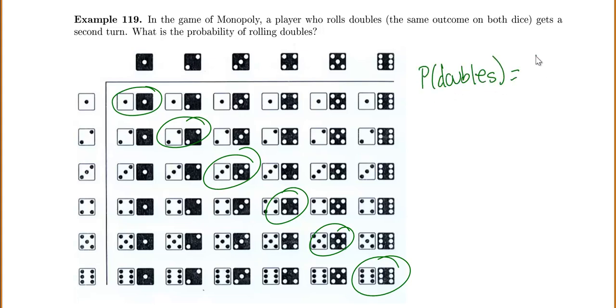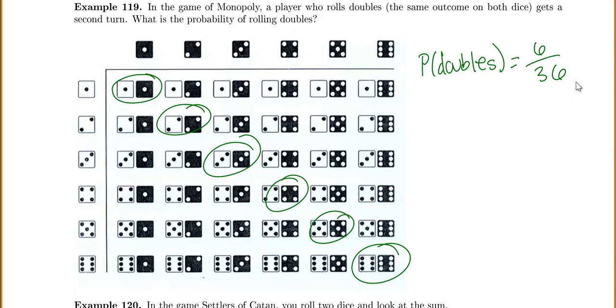So the probability of doubles is that there are 6 possible ways to get doubles out of a total of, if I count all of those up, 36. My answer is 6 out of 36.